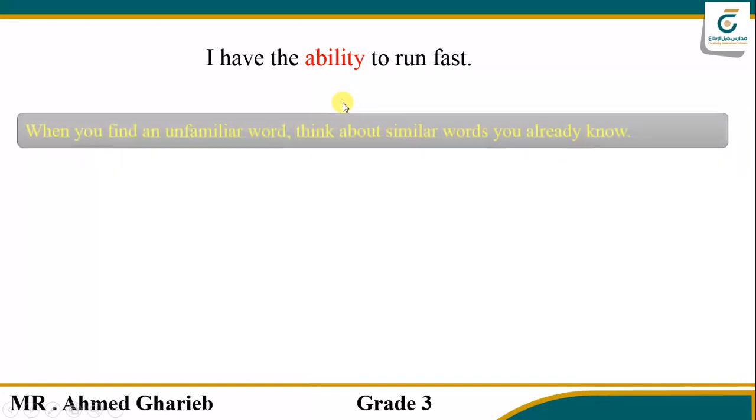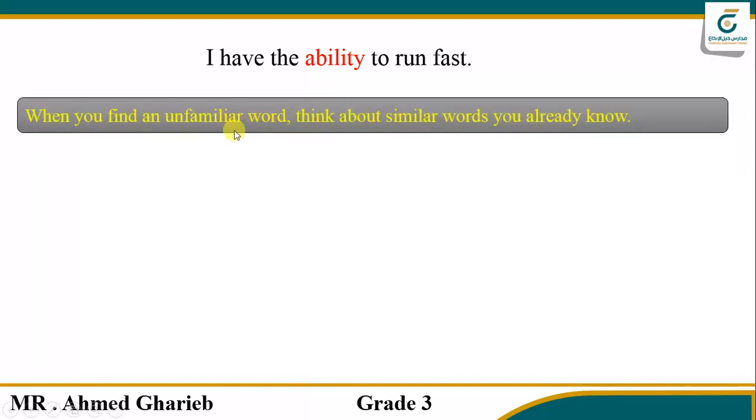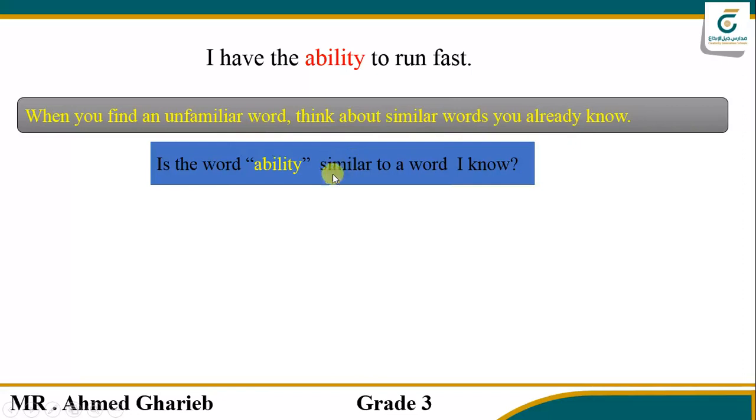When we find an unfamiliar word, a strange word, think about similar words you already know. Does it look like a word that I met before? Is it similar to a word I know? Is ability similar to a word I know? Search in your memory. Of course, able.